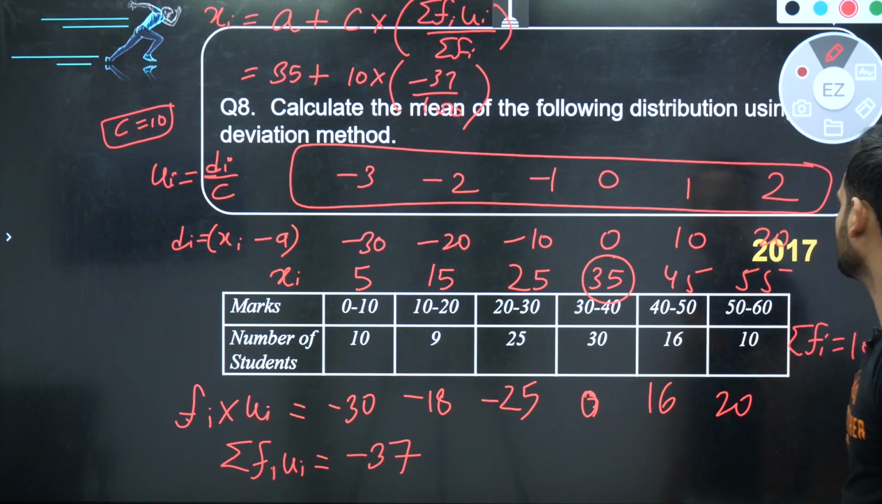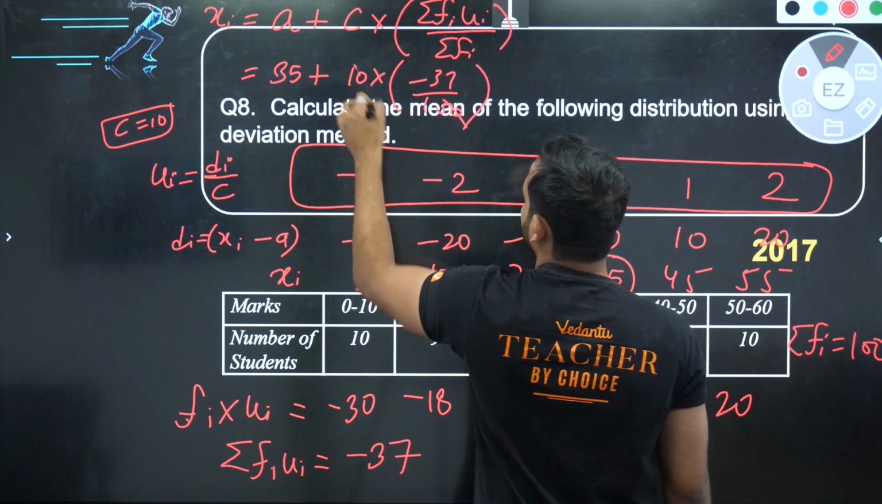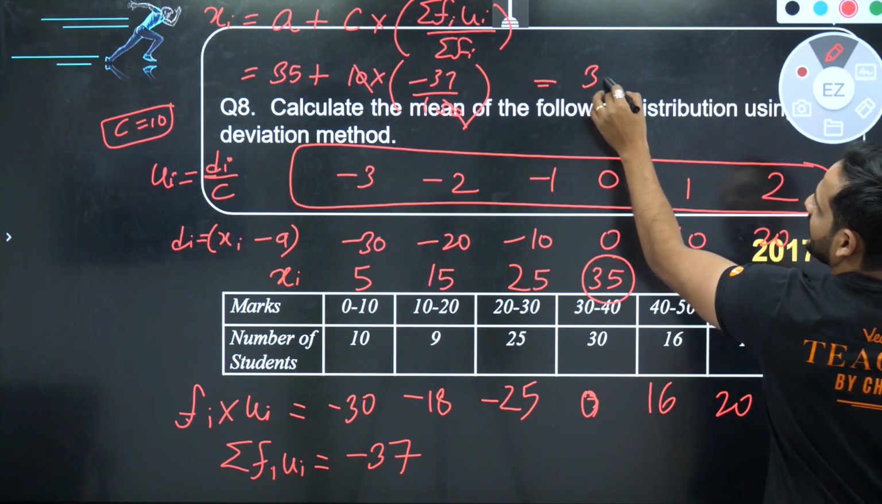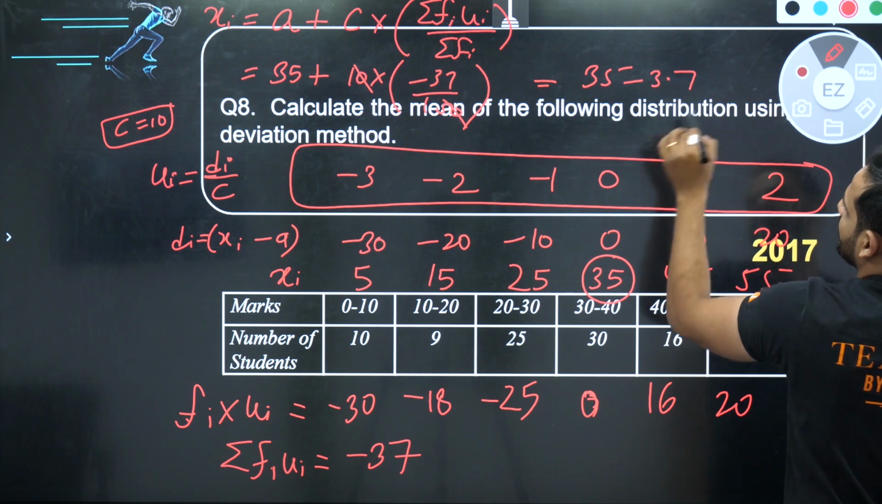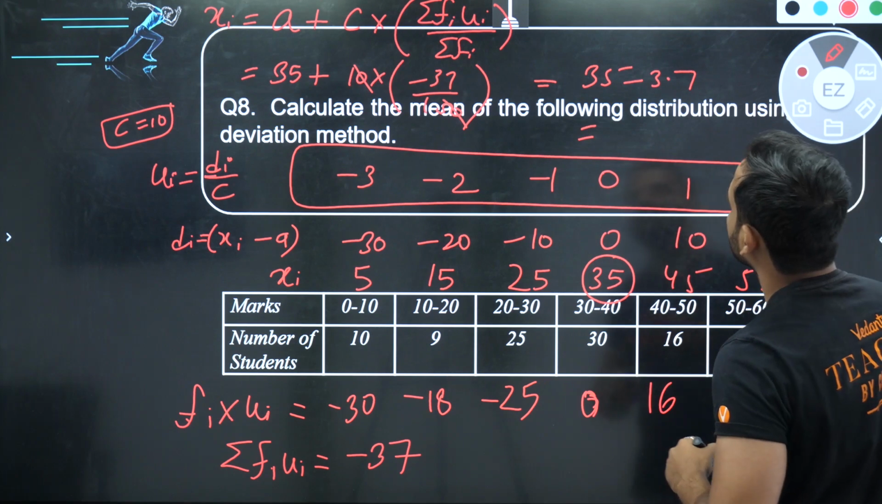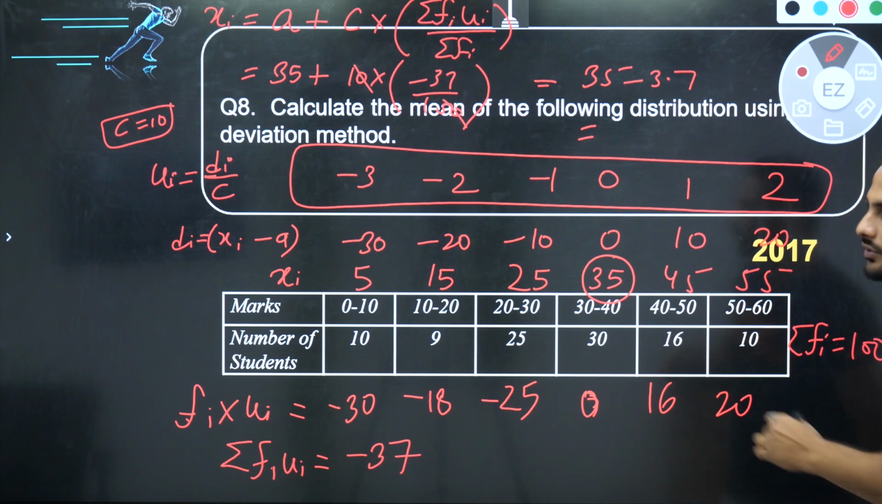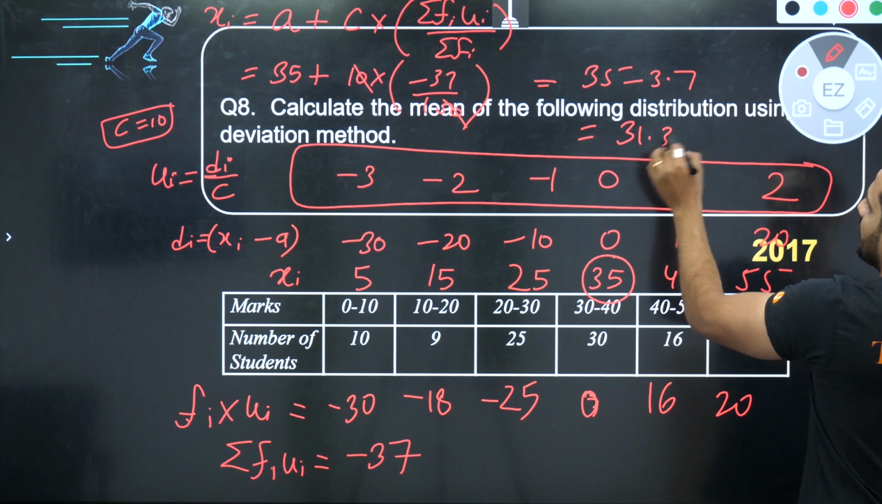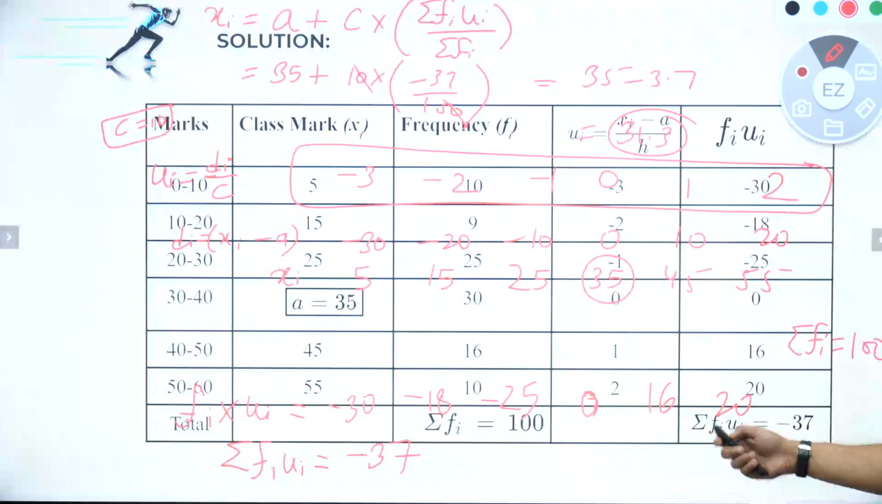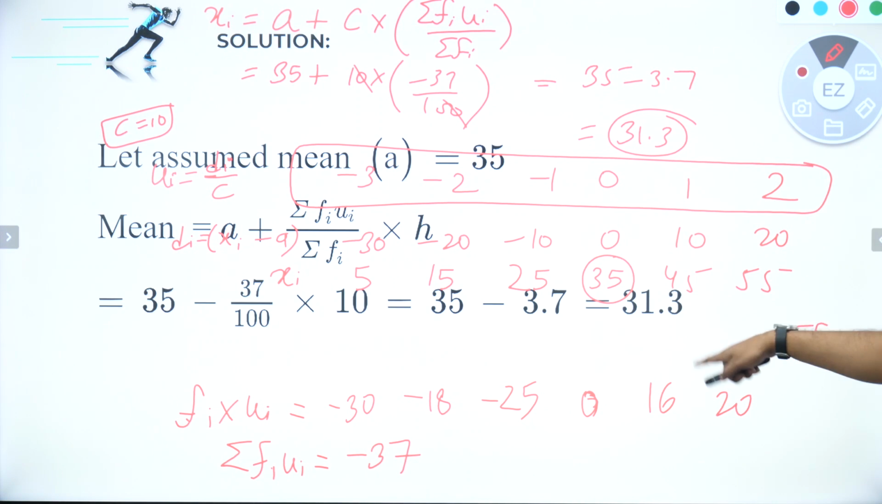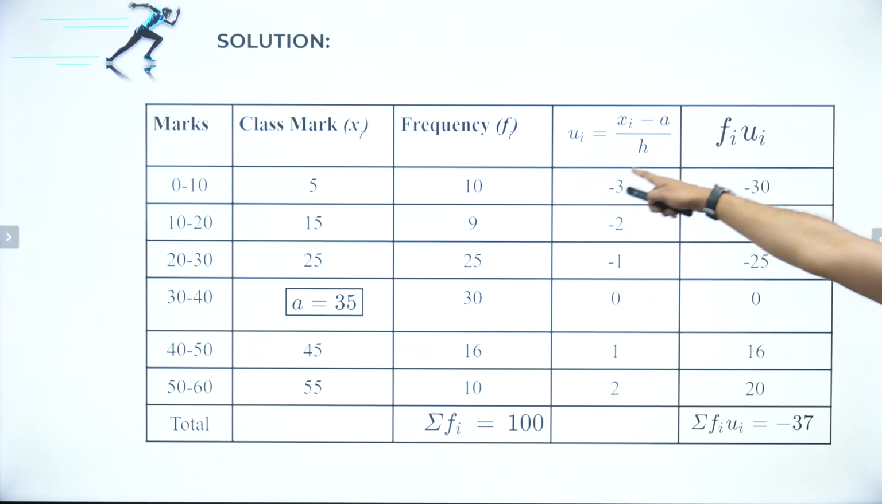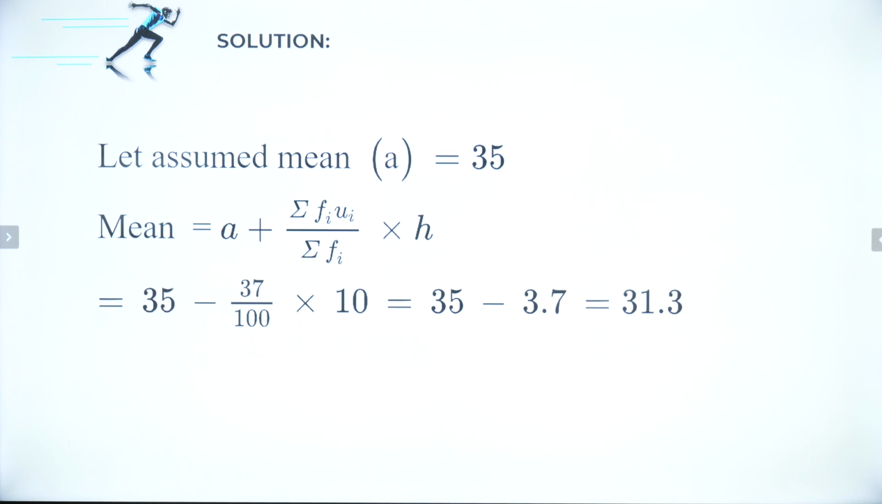So this 0 and that 0 got cancelled. So you'll be getting 35 minus 3.7, which is equal to what? 35 minus 3 is 32, so 31.3. So the mean is going to be 31.3. Correct. Do write the table formation once. Table formation is very important, and once you have got it, 31.3 is going to be your mean.